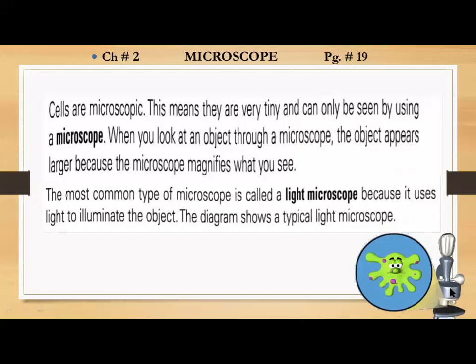The diagram shows a typical light microscope. You can see here in this corner of your screen. So this is what is called a light microscope. Okay, we can say this microscope is a light microscope.